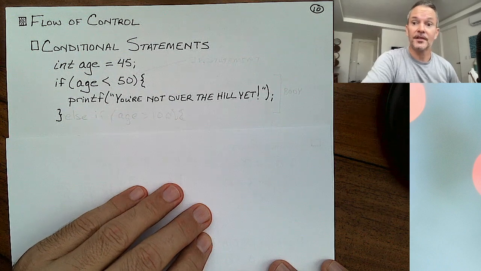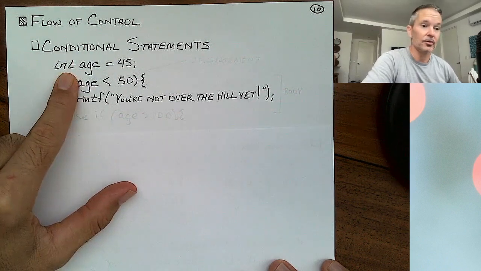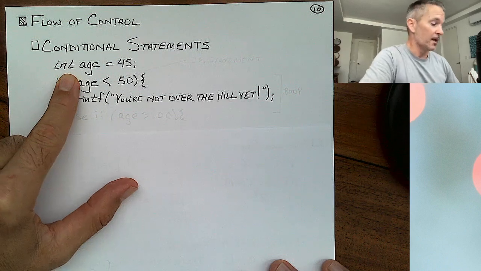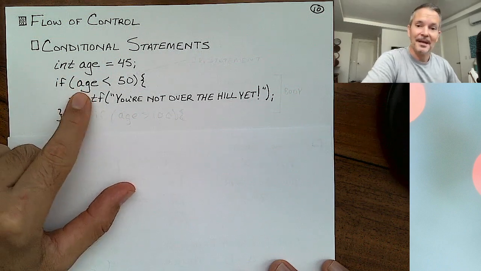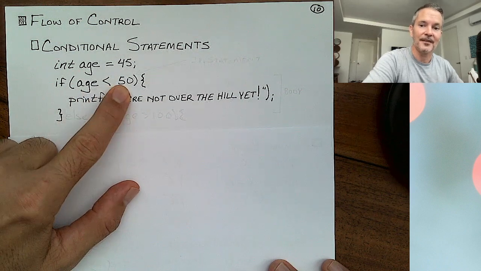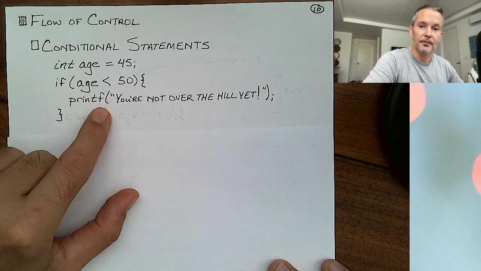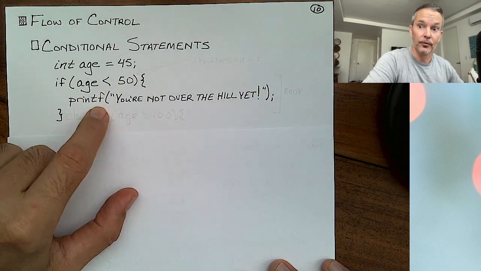So look at this example here. Let's imagine I define a variable called age and I set it equal to 45. Then I can make a statement like this: if age is less than 50, then if it is, we're going to do something. And we'll talk about what we're going to do here in a second.